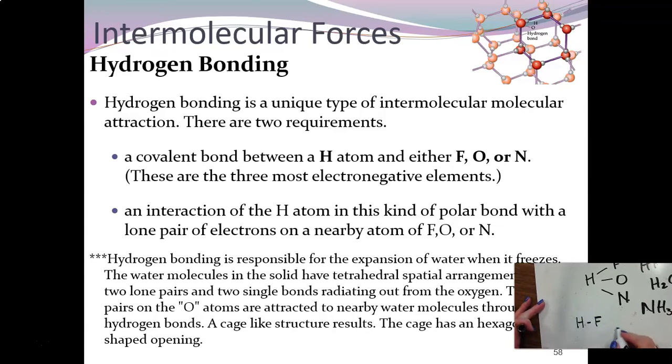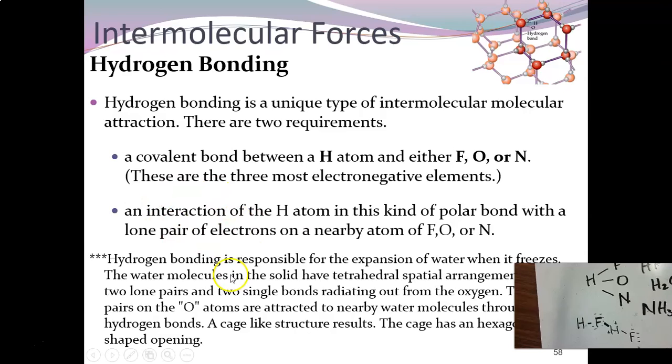Right? So it will be strongly attracted to another HF molecule, because fluorine is very, very electronegative, so there's lots of electrons over here. And hydrogen is more electropositive because all the electrons are over here. So there will be a great deal of attraction between the negative end of the fluorine and the positive end of the hydrogen.